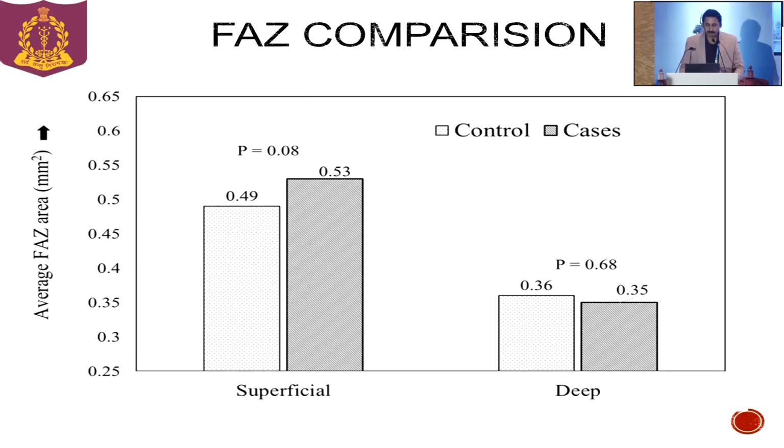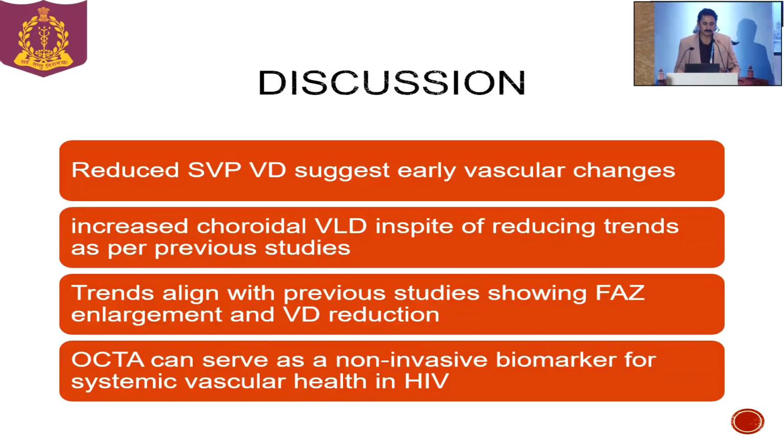And FAZ comparison, though it is not significant, in this picture we can see the superficial vascular plexus had more FAZ when measured manually. And discussion: reduced SVP VD suggests early vascular changes, increased choroidal VLD in spite of reducing trends were shown as per the previous studies. Trends align with previous studies showing FAZ enlargement and VD reduction.